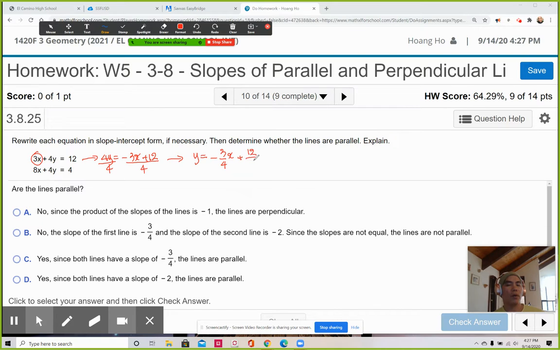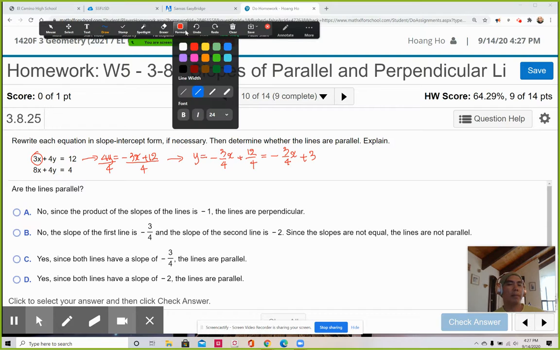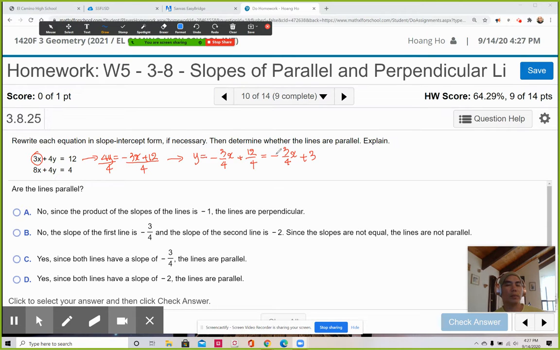Okay. So 12 over 4. Okay, you can simplify 12 over 4 to equal 3 if you want. Yeah, but the thing that matters is the slope. Okay, here's the slope. Only the number in front of x, not the x.